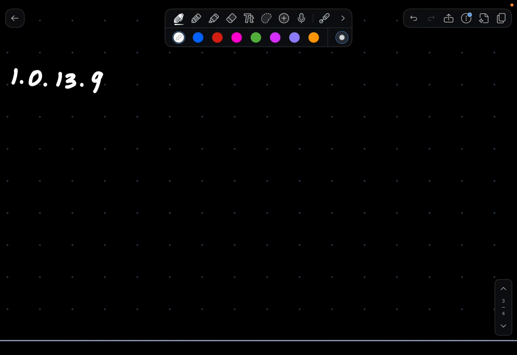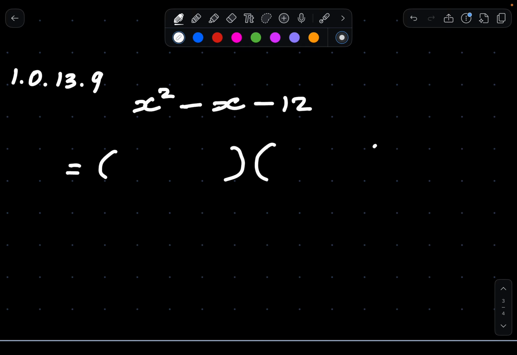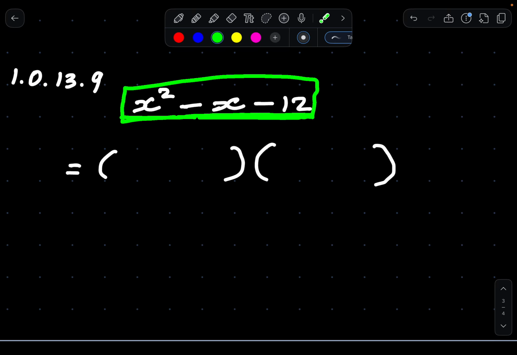In this question, we are asked to factorize x squared minus x minus 12. Remember guys, I said if your coefficient is 1, you can go straight into creating your brackets. And then let's check. Do we have a highest common factor here? No, we don't have a highest common factor. That is the first thing we check.